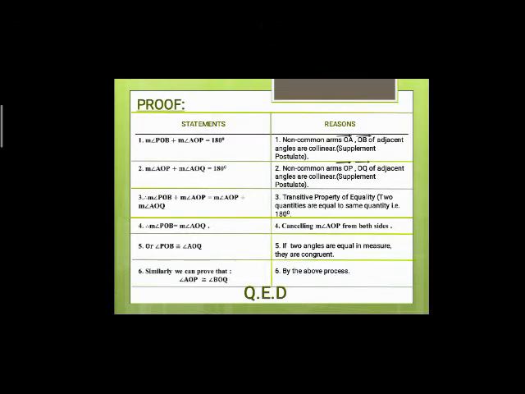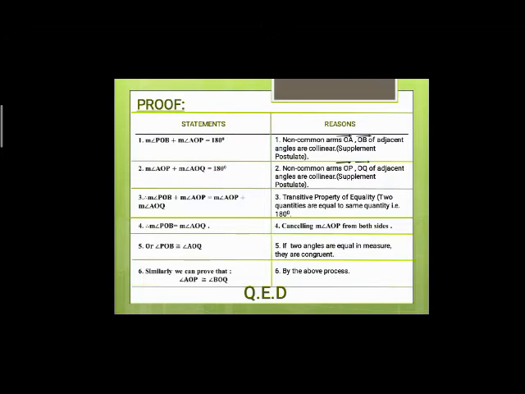So if the measurements of both the angles are equal, then we say that the angles are also equal or congruent. So we say that angle POB is congruent to angle AOQ, because if two angles are equal in measure, then we say that both the angles are congruent. Similarly, in the same manner, we can easily prove that angle AOP is congruent to angle BOQ by the above proof.